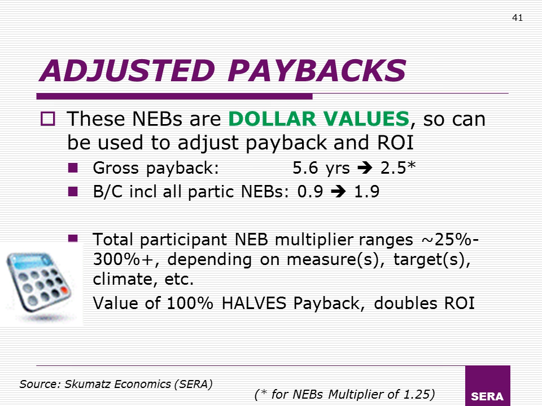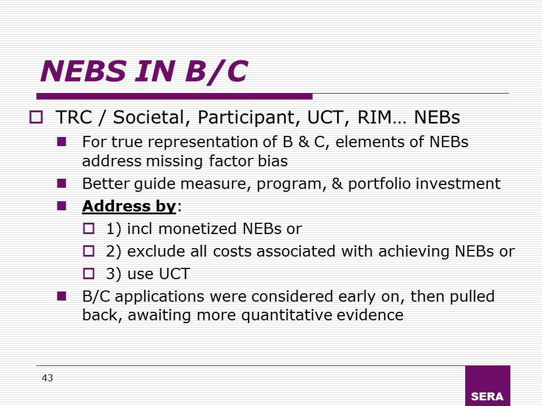And we've seen NEB multipliers in terms of energy savings anywhere from 25% to 300%, depending on the measure, the target, the climate, and other things. They're very dramatic. NEBs have been applied to benefit cost in recent years, again, after initial forays in the early 2000s. And they're a natural part of the TRC and societal tests and other things like that. If you're going to have a true representation of benefits and costs, and particularly the benefits, then elements of NEBs directly address the missing factors from that and reduce the bias that's embedded in the benefit cost test as it currently is specified. They better guide measure, program, and portfolio investment.